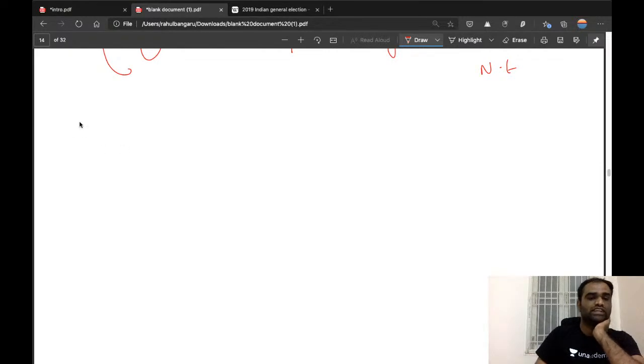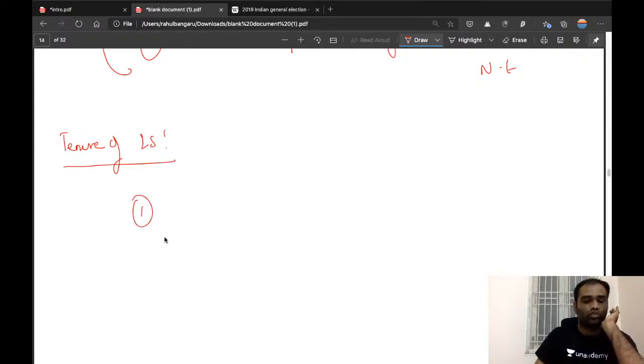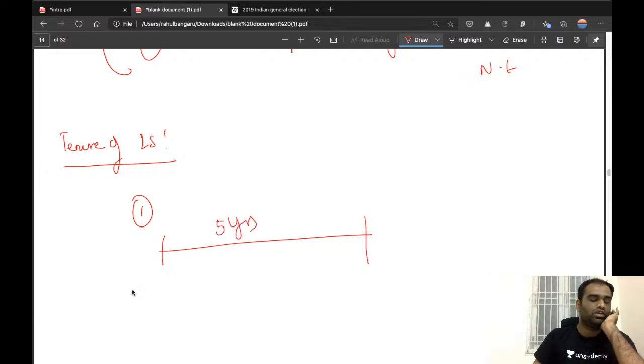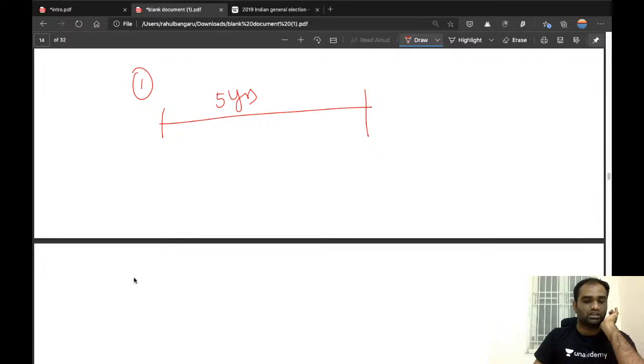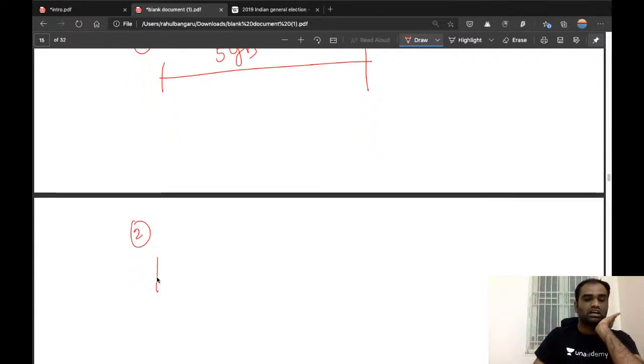Now next we will discuss the tenure of Lok Sabha. Ordinarily, the tenure of Lok Sabha will be for 5 years. But in certain circumstances, the Lok Sabha term can be extended for another 1 year.